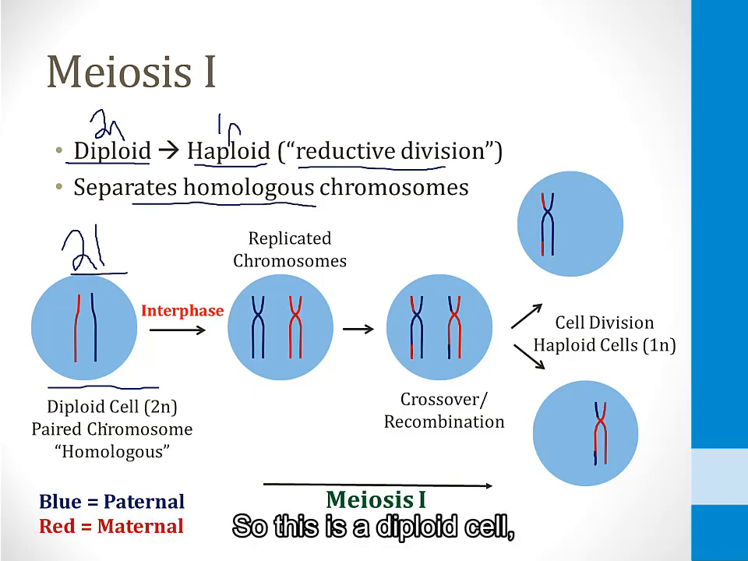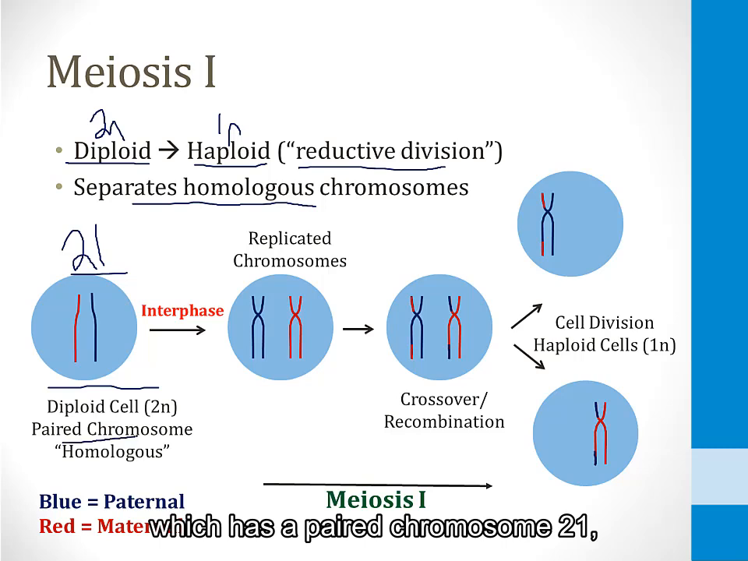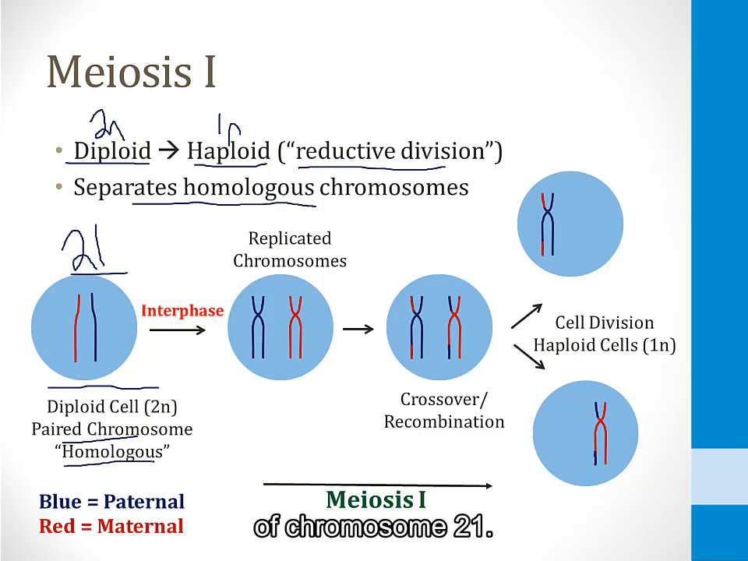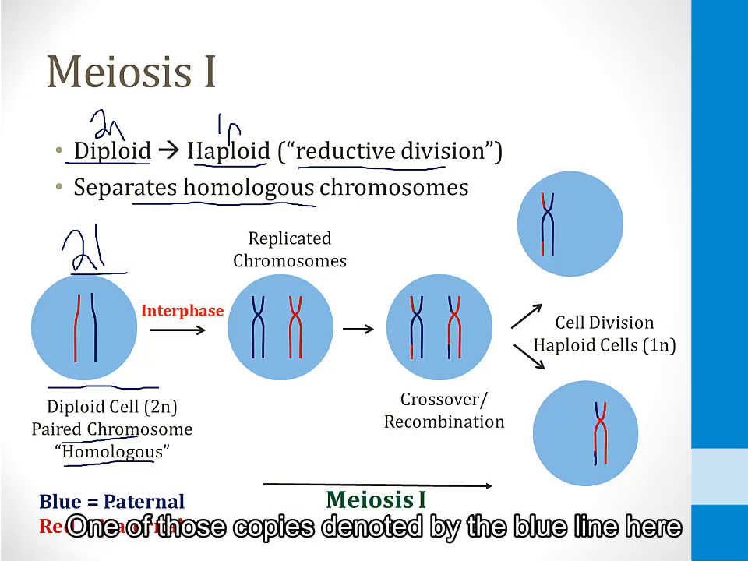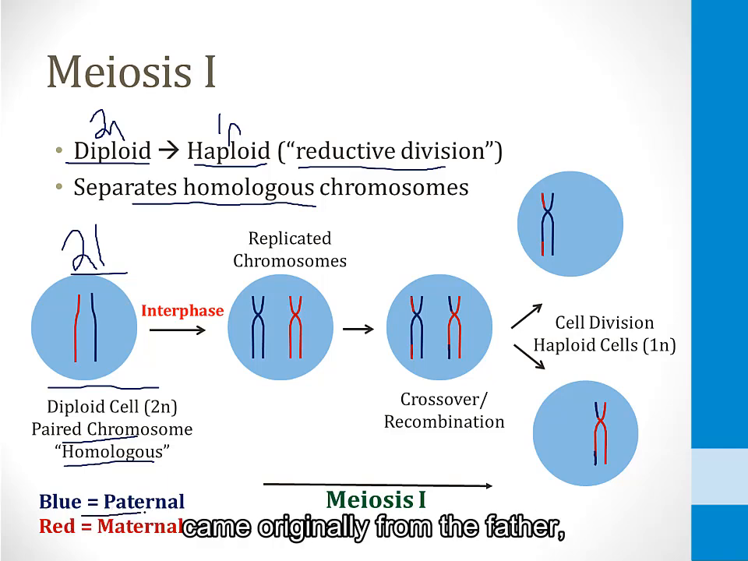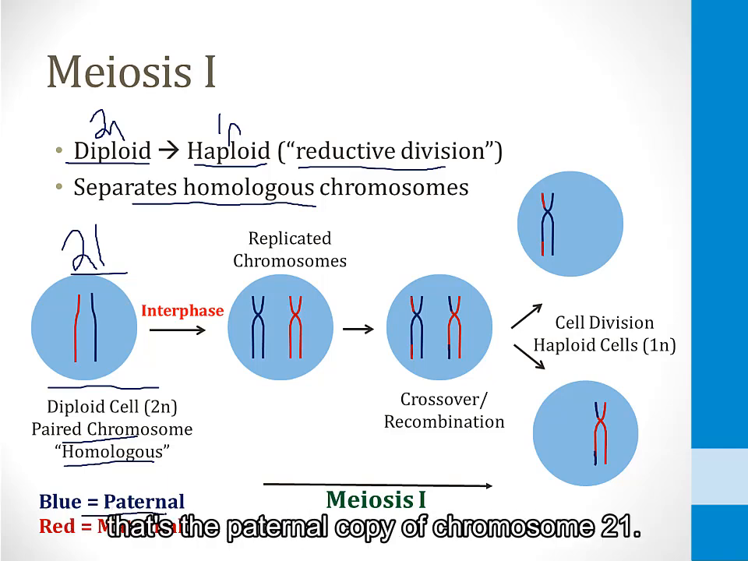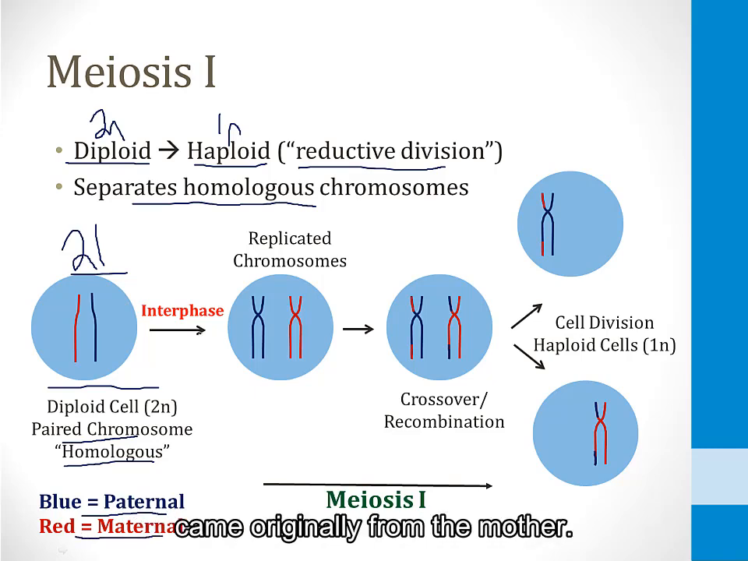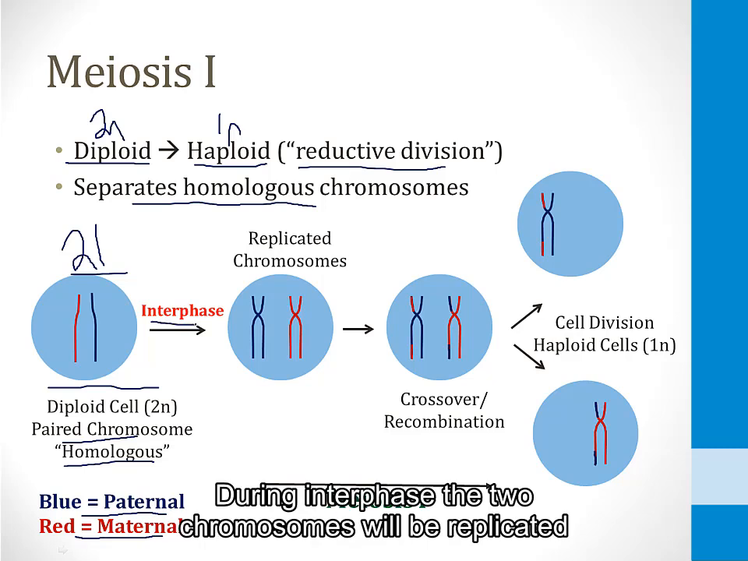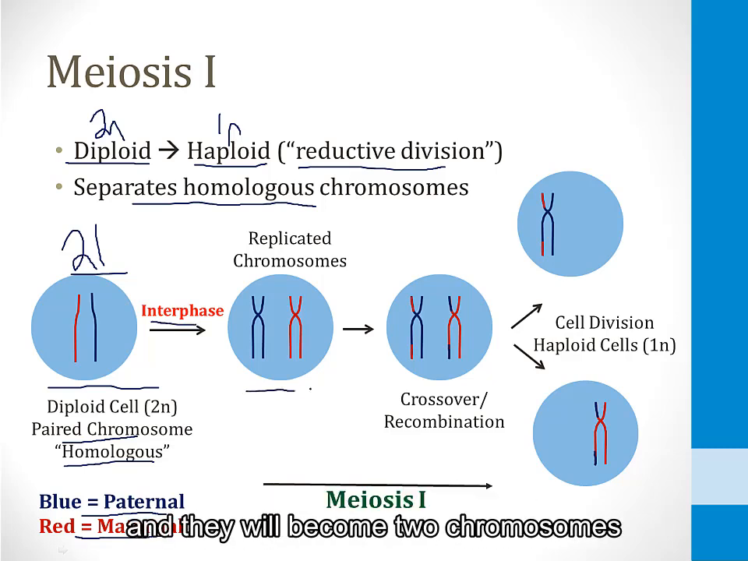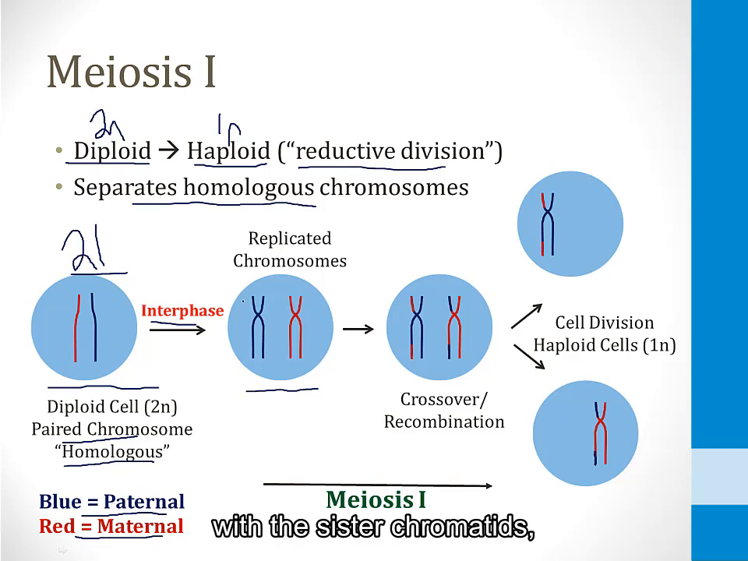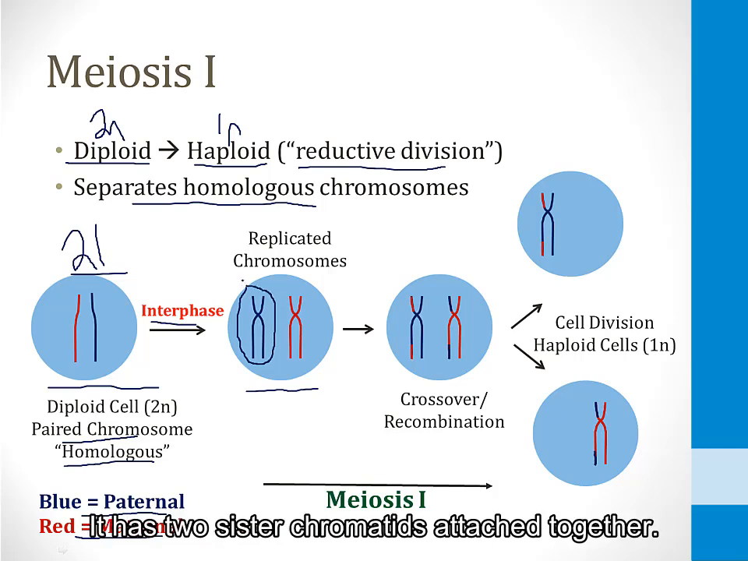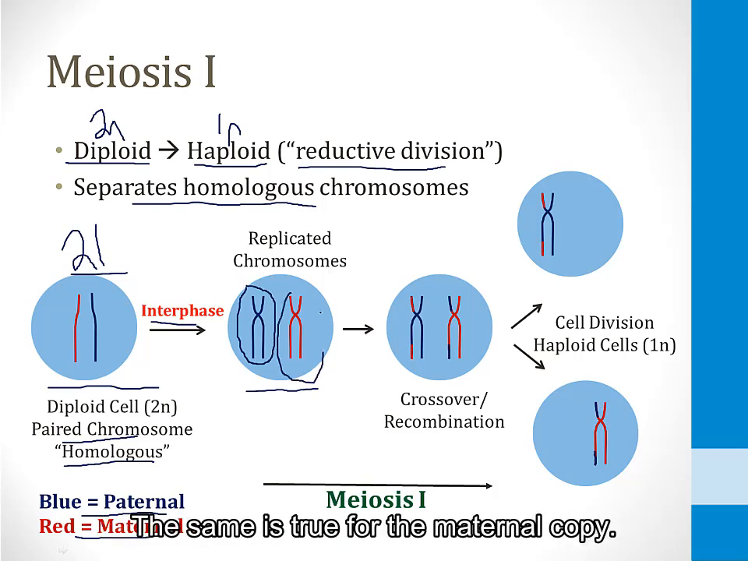So this is a diploid cell which has a paired chromosome 21, or in other words, has two homologous copies of chromosome 21. One of those copies, denoted by the blue line here, came originally from the father. That's the paternal copy of chromosome 21. The other copy, denoted by the red line, came originally from the mother. During interphase, the two chromosomes will be replicated and they will become two chromosomes with sister chromatids. This is the paternal copy of chromosome 21. It has two sister chromatids attached together. The same is true for the maternal copy.